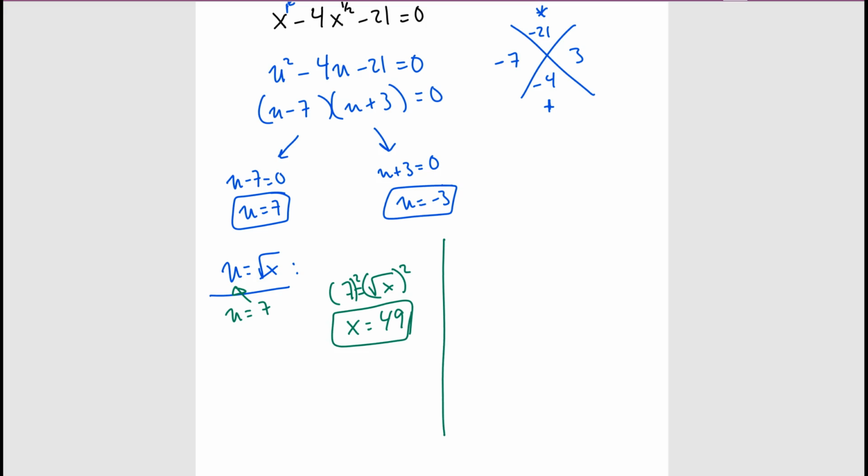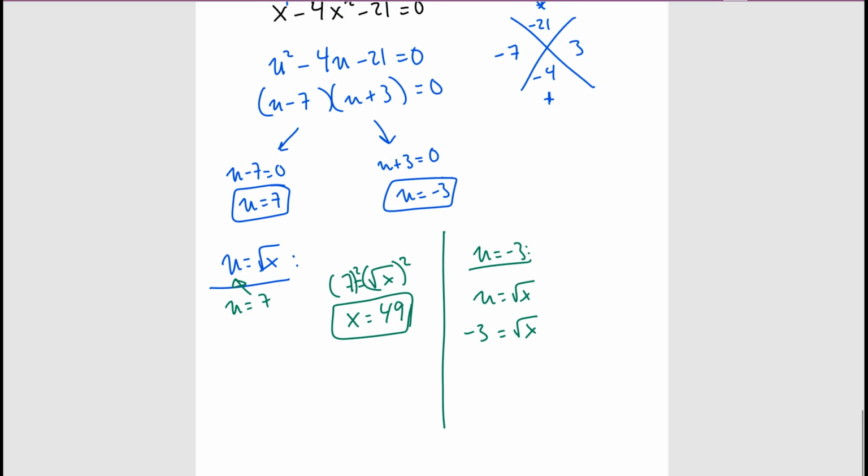Now my other solution was u equals negative 3, so I'm going to plug that in. We have u equals square root of x, so negative 3 equals square root of x. Now already this should raise a red flag. Can the square root of a number equal a negative number? No. So this actually is going to be no solution here. Now let's say you still went ahead and did square root of x equals negative 3, squared it, and got x equals 9.